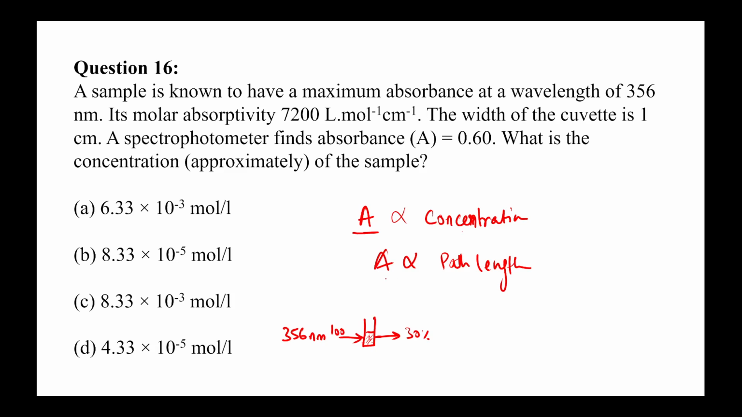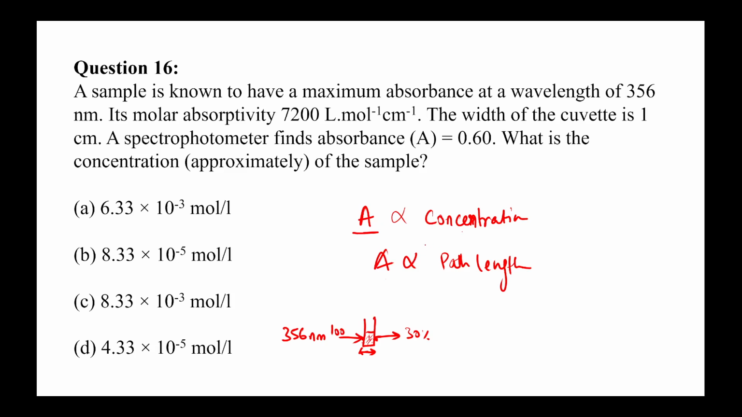And the absorbance is also directly proportional to the path length. Path length is the length of the cuvette through which the light is passing. So light is passing from this point to this point, right? So this is the path length of the light. Here the width of the cuvette is 1 centimeter. That means the path length is 1 centimeter, and absorbance is given. We have to find the concentration.